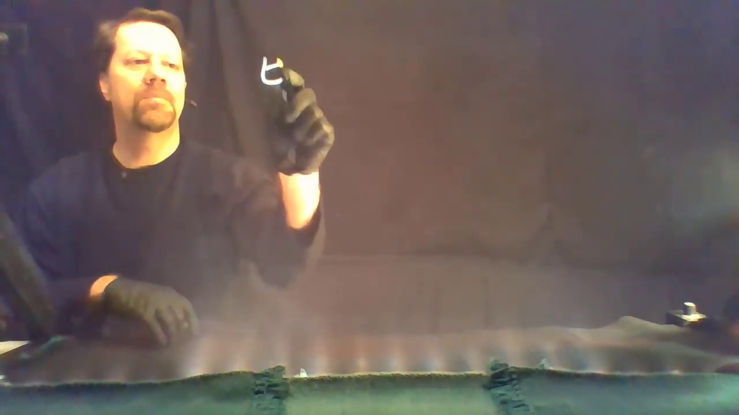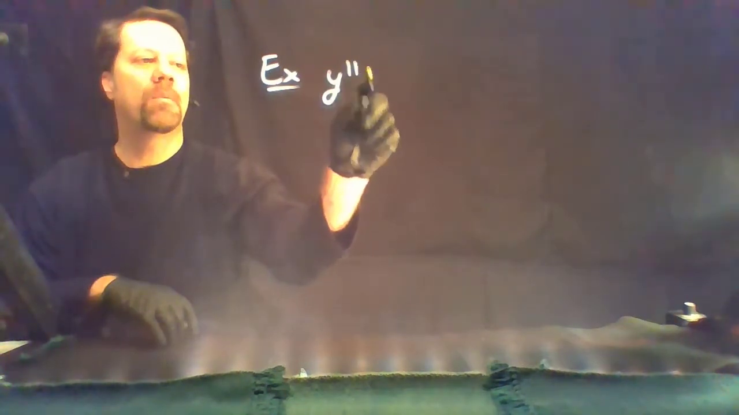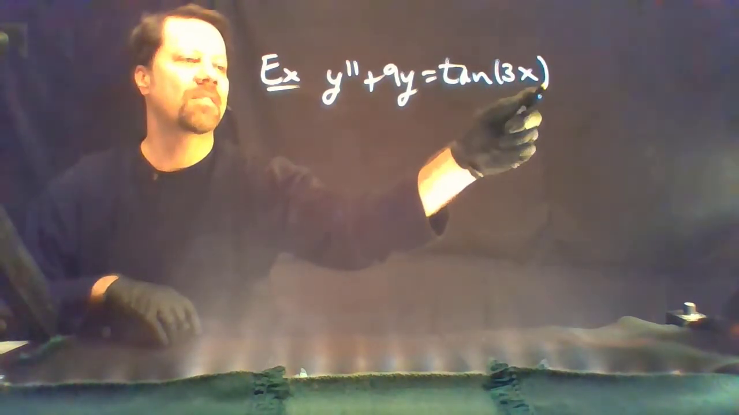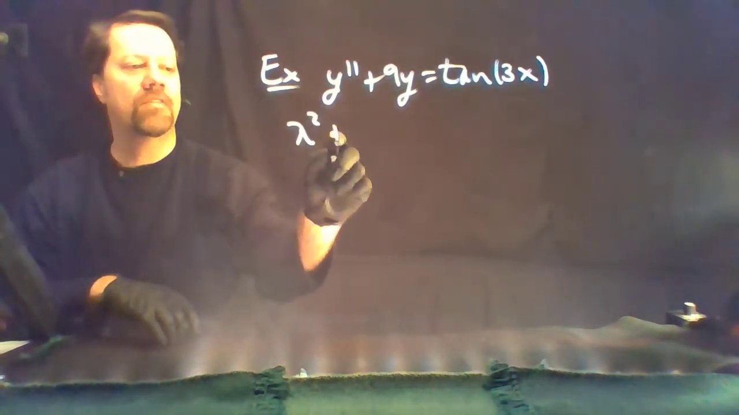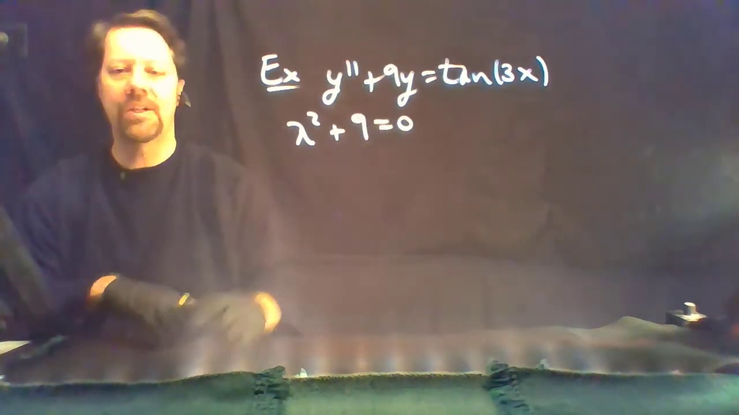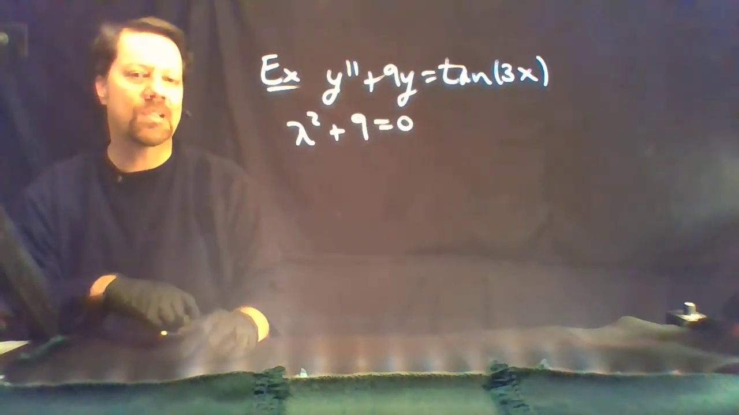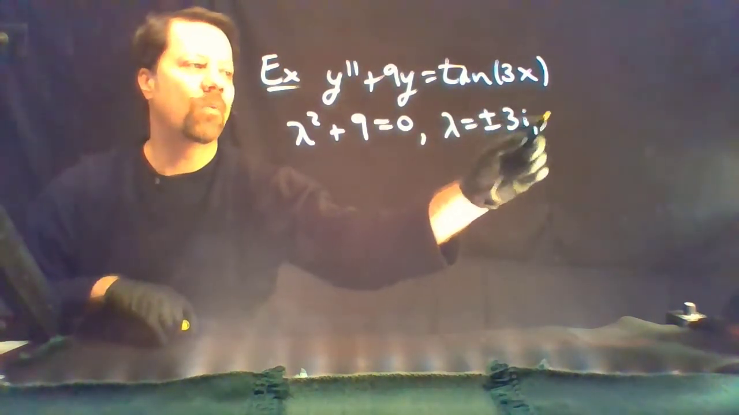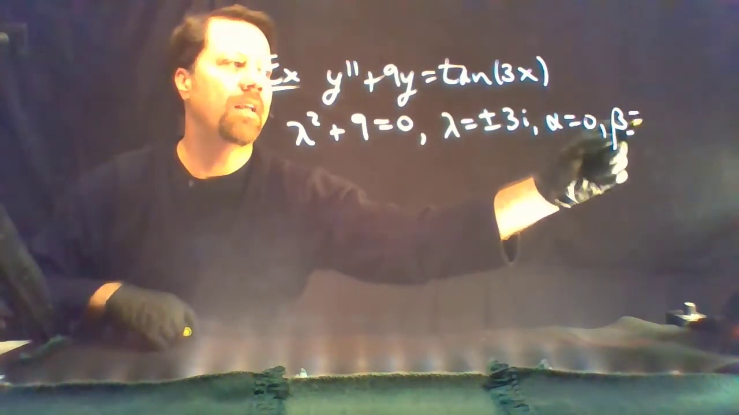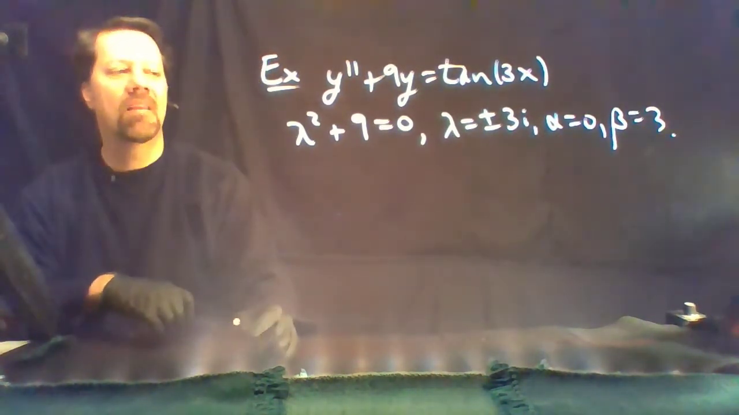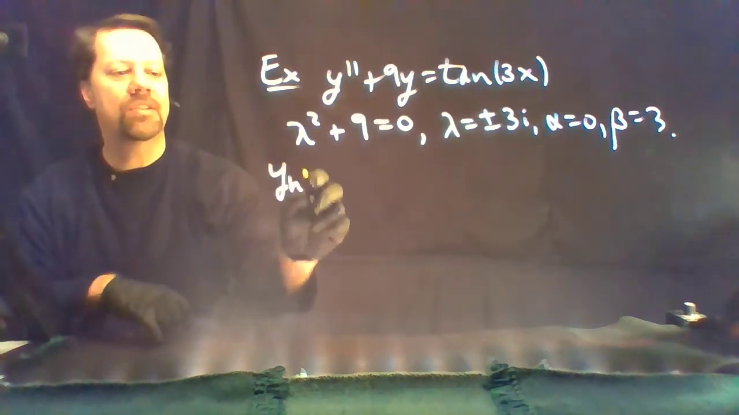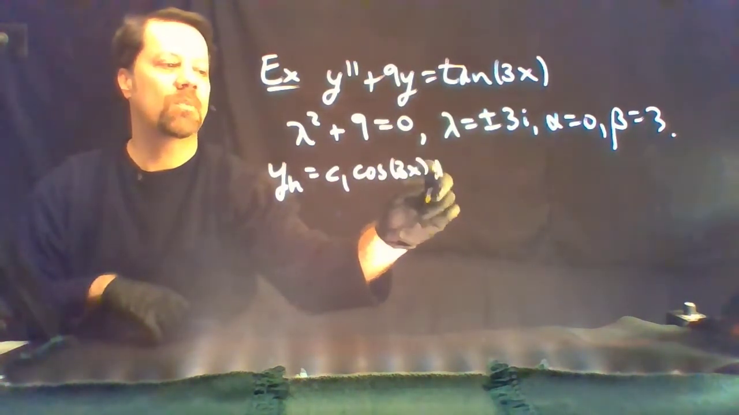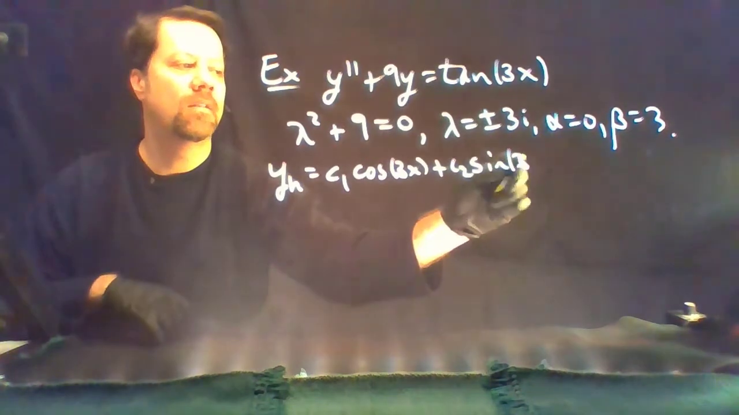As another example, let's suppose we have y double prime plus 9y equals the tangent of 3x. In solving the corresponding homogeneous equation, we begin with the characteristic equation, lambda squared plus 9 equals 0. This has solutions plus or minus 3i, where alpha is 0 and beta is 3. It follows then that the homogeneous solution is c1 cosine of 3x plus c2 sine of 3x.